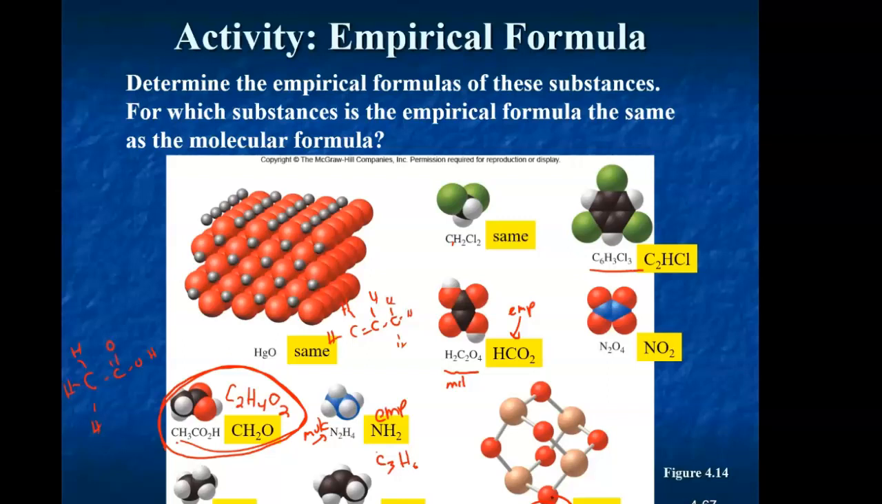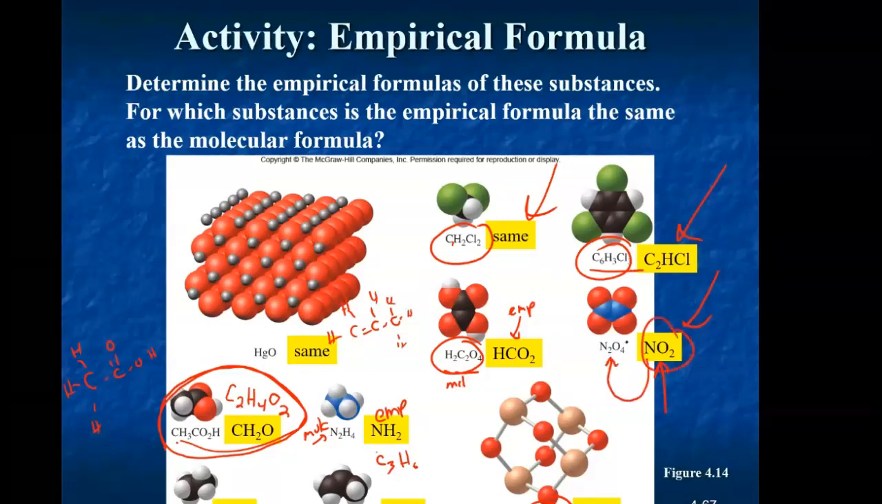Yes, look at that, right? So the ones that are not highlighted, those are the molecular formulas. All these highlighted ones, those are the empirical formulas. Okay, so we're good with that. So now what we're going to do is try and figure out how we get these empirical formulas. And then from there, we're going to learn how to find the molecular formula.